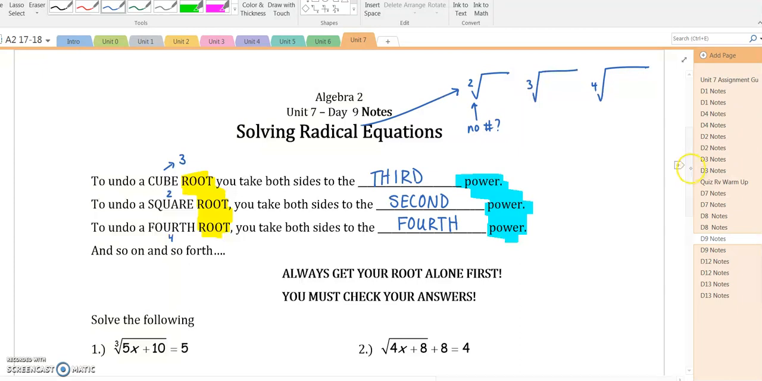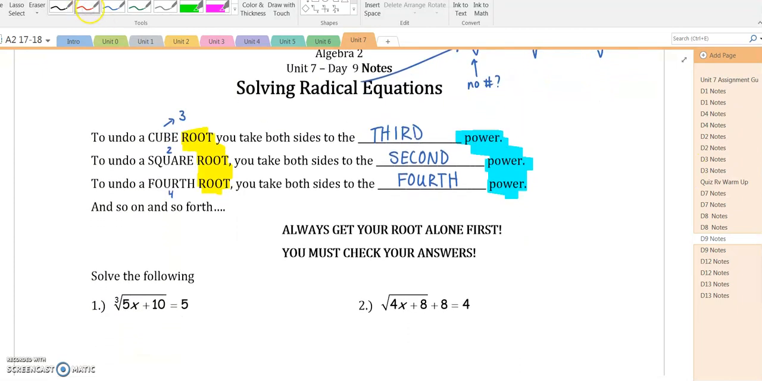Okay, just 2 other side notes before we start solving. The very first step is always to get your root alone. What that means is if you have an equation, look at just the side that has your root and make sure that there are no numbers not underneath the root. For example, if you take a look at number 2, this plus 8 is on the same side as the radical, but it's not under that bar. So that would be something we'd have to move to get our root alone first.